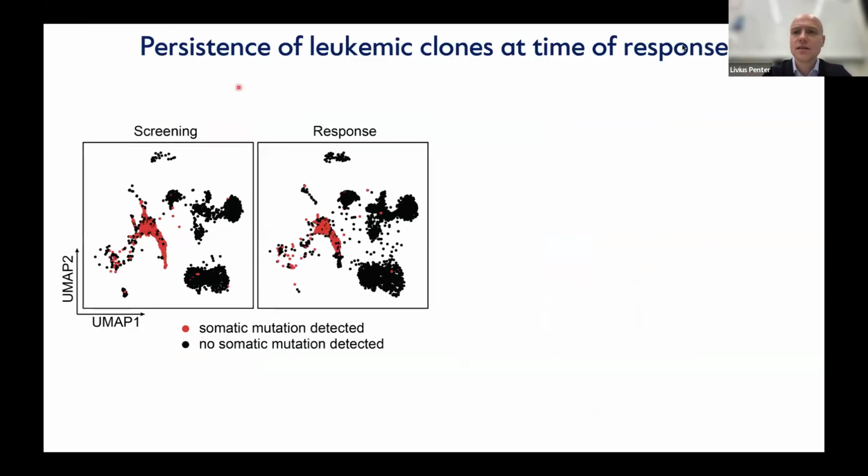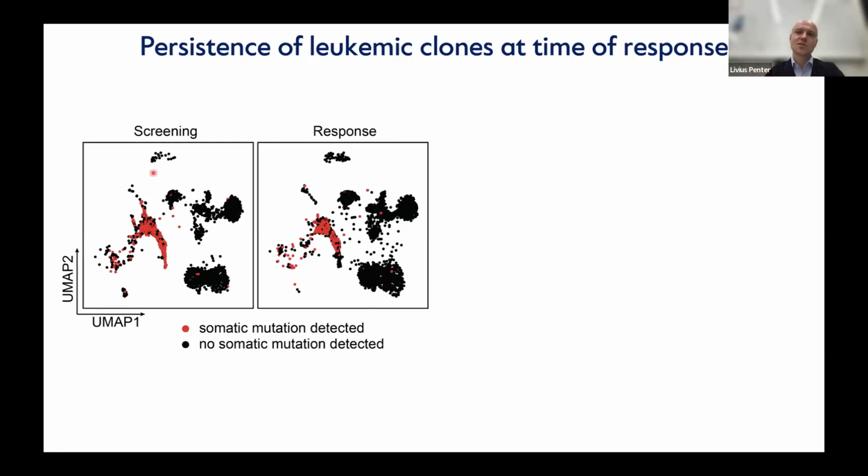Now, do we see changes in the leukemic compartment throughout therapy? So here on the left, you can see a UMAP of cells from patients before they entered the clinical trial and received treatment. And on the right-hand side, you can see a UMAP of cells from patients at time of response.